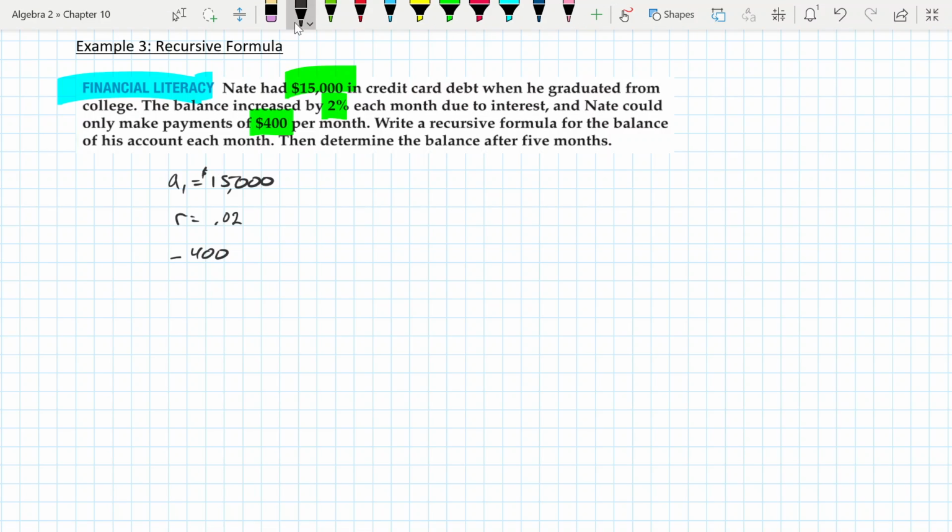All right. Now, how does this work here? Well, we're going to write a recursive formula for the balance of his account each month, then determine the balance after 5 months. So, we're saying any month, it's going to be the initial plus whatever he's gained in interest on that initial, minus $400.